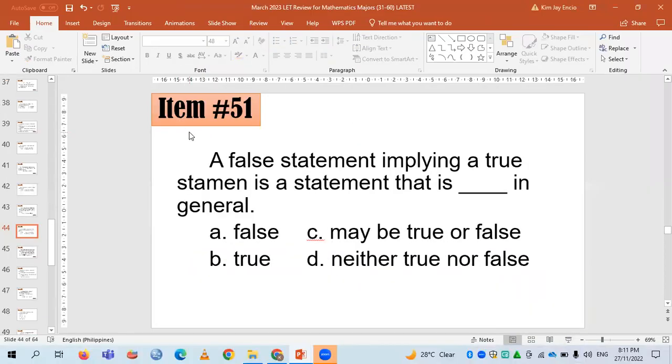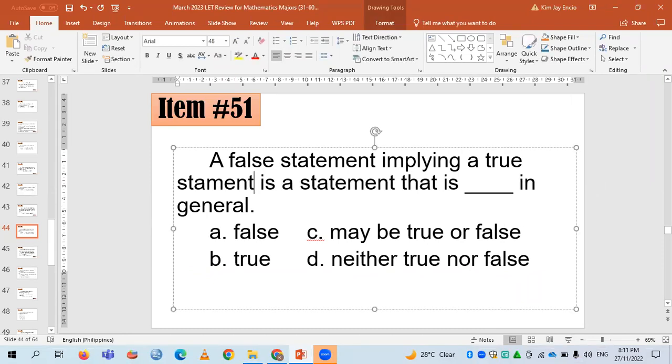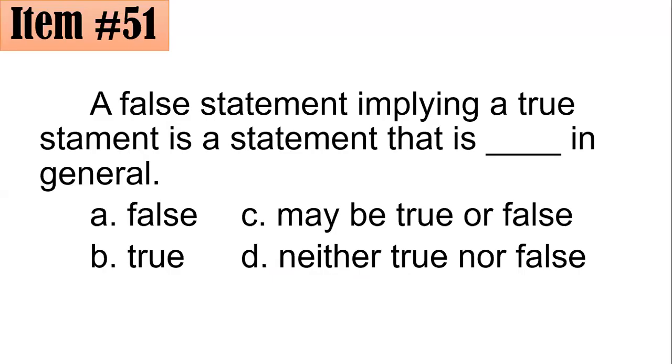A false statement implying a true statement is a statement that is blank in general. Is it true? Is it false? Maybe true or false, or neither true nor false. So it's like saying true implies false. Or kung implication, kung ano siya, conditional, if true, if false, then true.